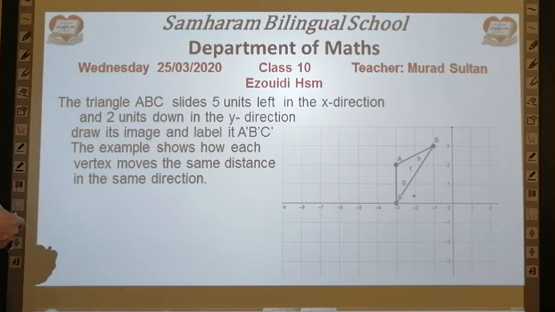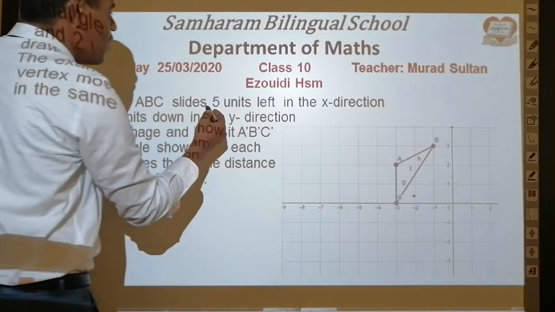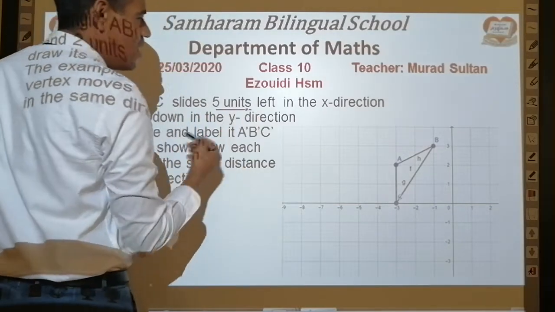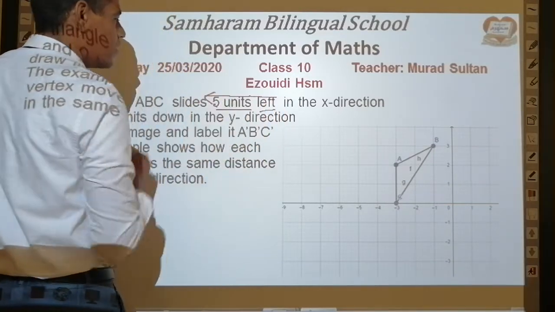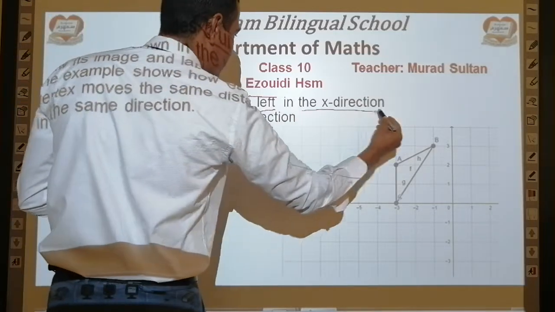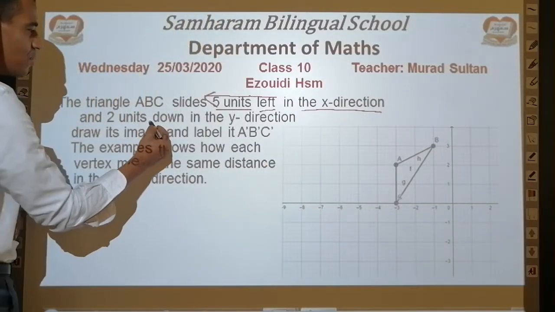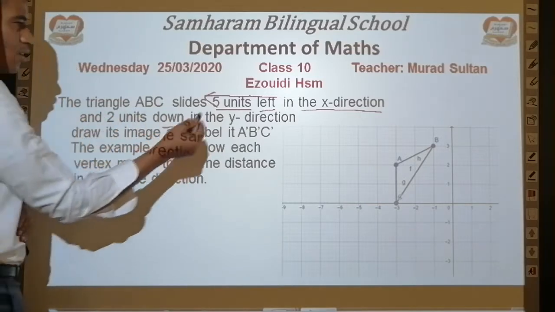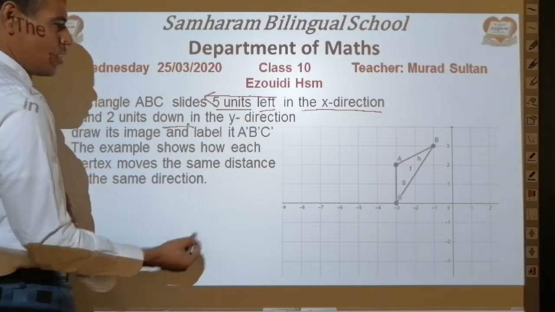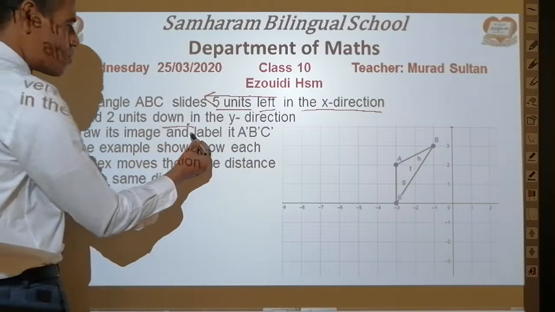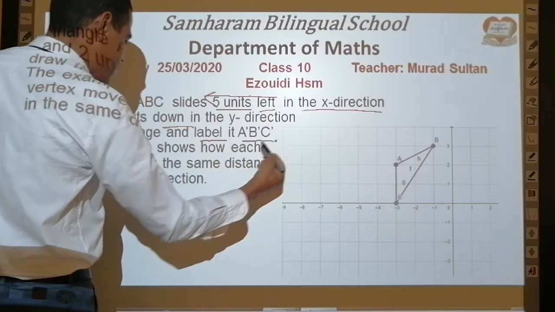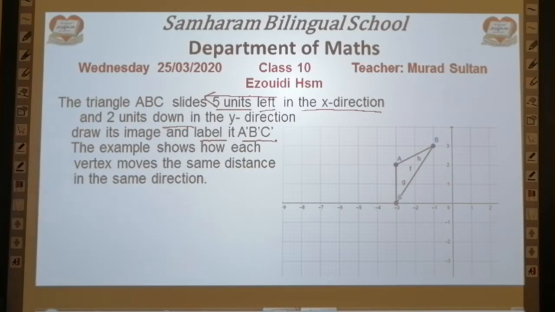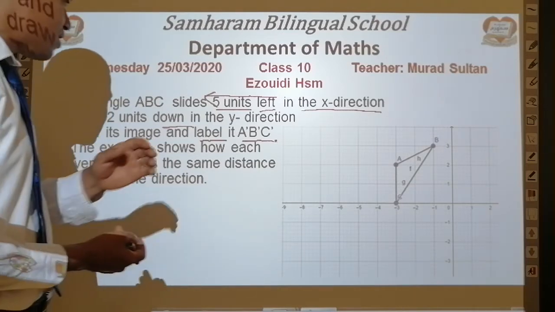So here, the triangle ABC slides 5 units, my kids. 5 units left means each point should move like that in the x direction, and 2 units down means you will move 2 squares down in the y direction. You should label this new triangle, the image of ABC, as A prime, B prime, C prime. This example shows how each vertex moves the same distance in the same direction. Let's do the first one.